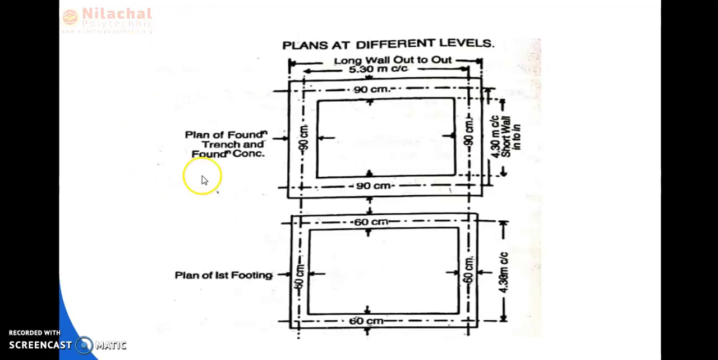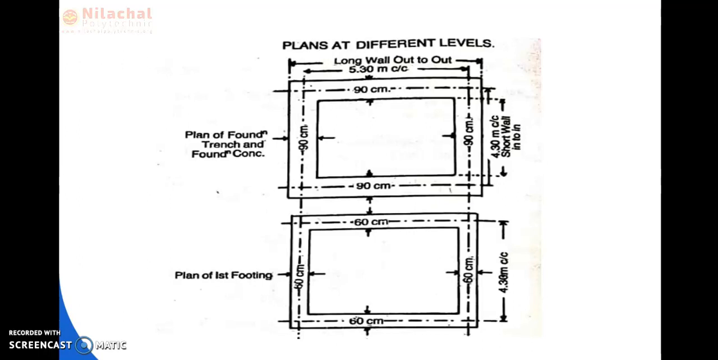The plan of foundation trench and foundation concrete. In the foundation case, the bottommost layer is cement concrete. The bottommost layer is provided, its breadth is 90 cm. So here the 90 cm wall is provided, and the cement concrete's long wall center to center distance is 5.30, and the short wall center to center distance is 4.30 meter. Okay. So here the center to center distance of long wall and short wall is not changed.